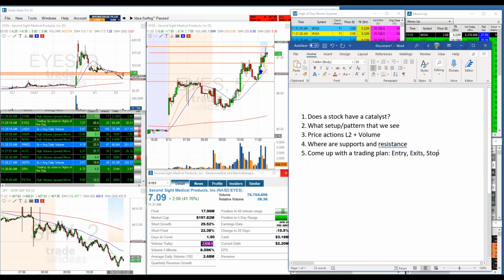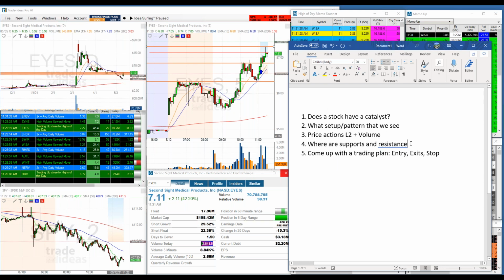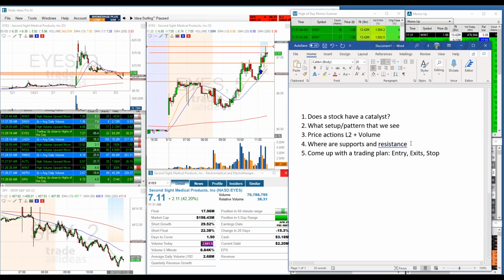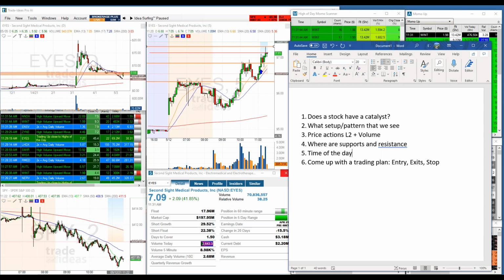Also, once we identify this, it's very important too, and I put it in here, the time of the day. What time of the day is it? So that we can see if this is going to work or may not work, so we can size this accordingly.